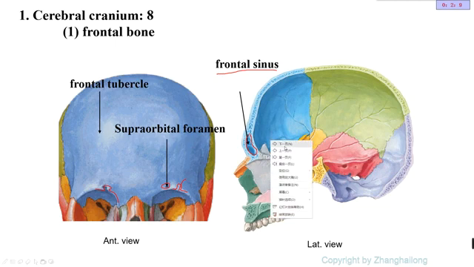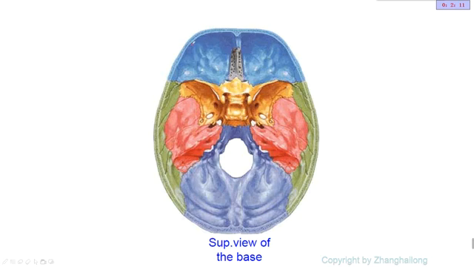Okay, that's about the frontal bone. And this is the superior view of the base of the skull. You can see here is the frontal bone, the base of the frontal bone, and in the middle of it is the ethmoid bone.